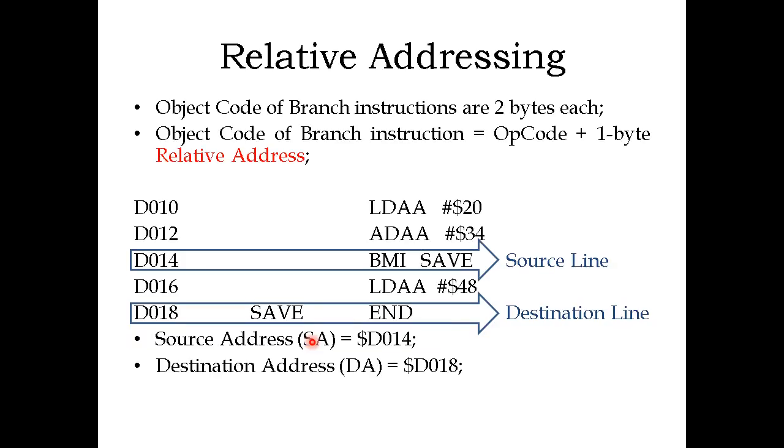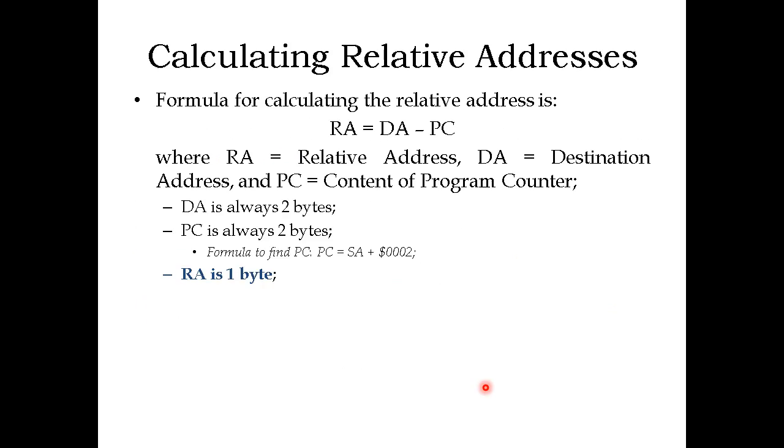To calculate the relative addressing, we need, again, these 2 pieces of information. The address of the source line, which is called the source address, I got from here, right, D014. The address of the destination line, which is the destination address, again I got from here, which is D018. These are the only 2 pieces of information I need from the code. Now, the next step is I will plug it into a formula, which is a very simple formula. If you look at the formula here, this is my formula, RA equals DA minus PC.